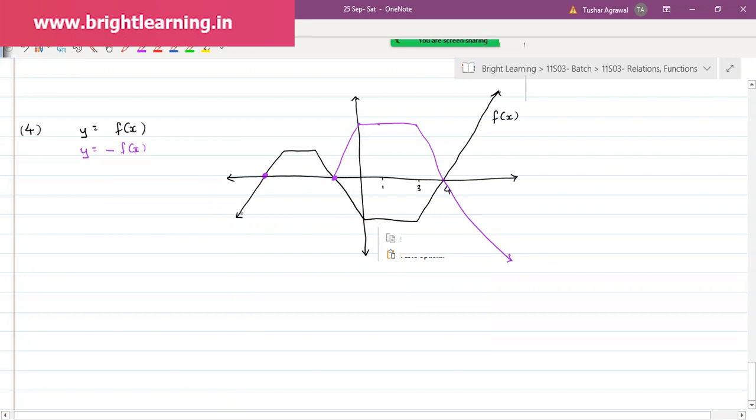Whatever that point is. Now let's say x equal to -2, -3. For x equal to -2, the graph was going upwards. The image was positive. In the purple graph, the purple image of x equal to -2 will be negative. The purple image will be negative, so it will be downwards. For x equal to -3 also, the purple image will be negative here.